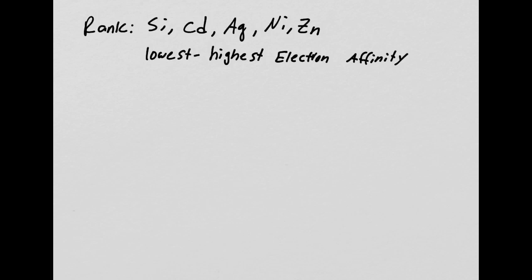Here is our practice problem. Pause this and do this. You're going to rank these atoms from the lowest to highest electron affinity. Hopefully the first thing you did was write down the trend. The trend is going this way and this way. And then the next thing you do is put the elements relative to each other.